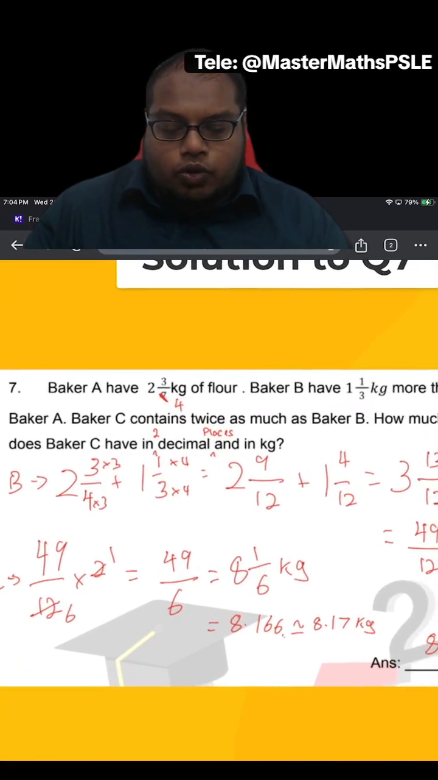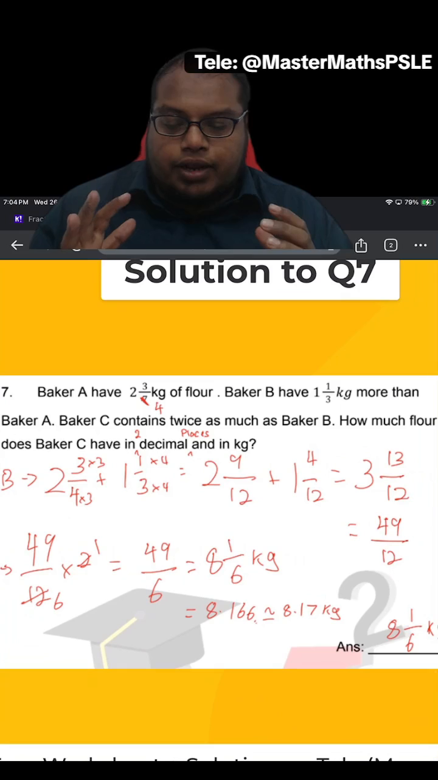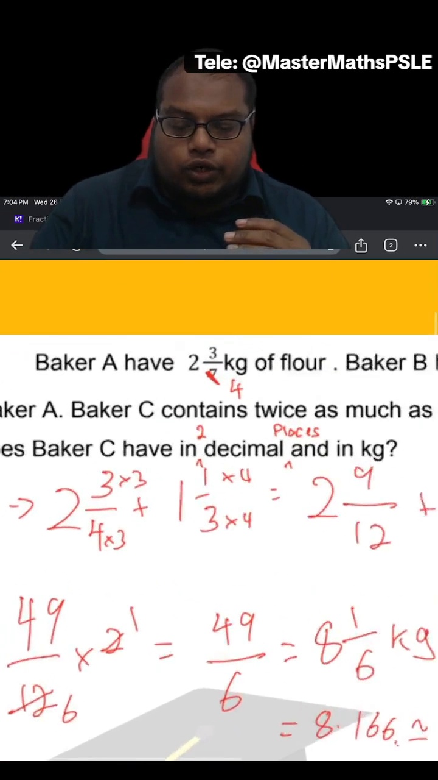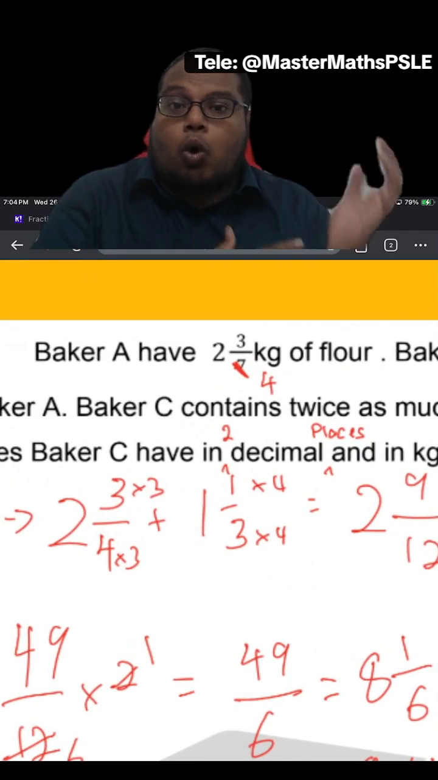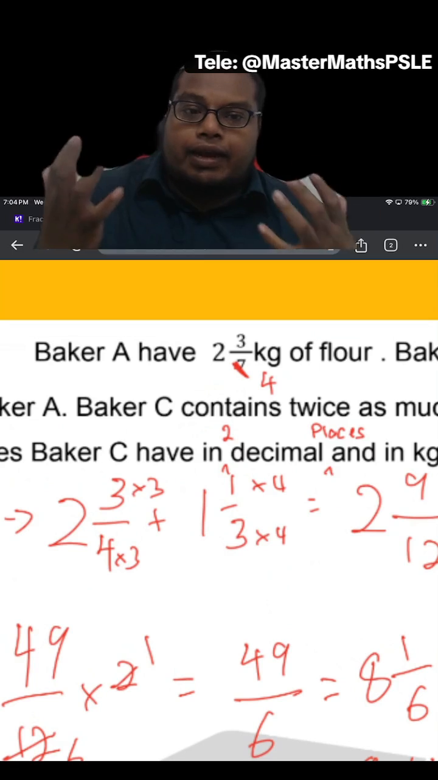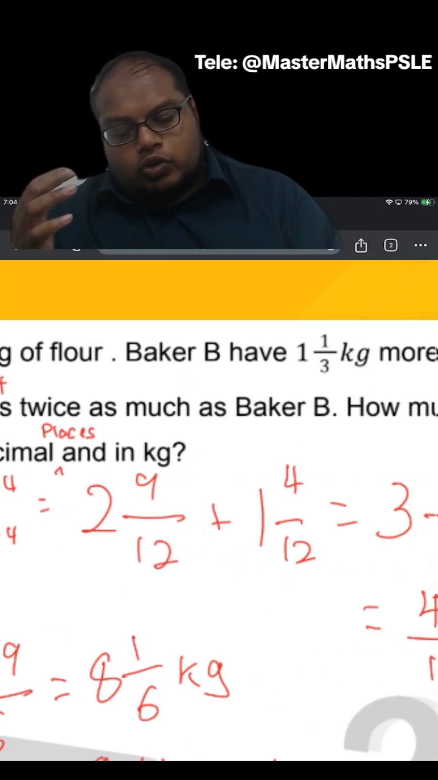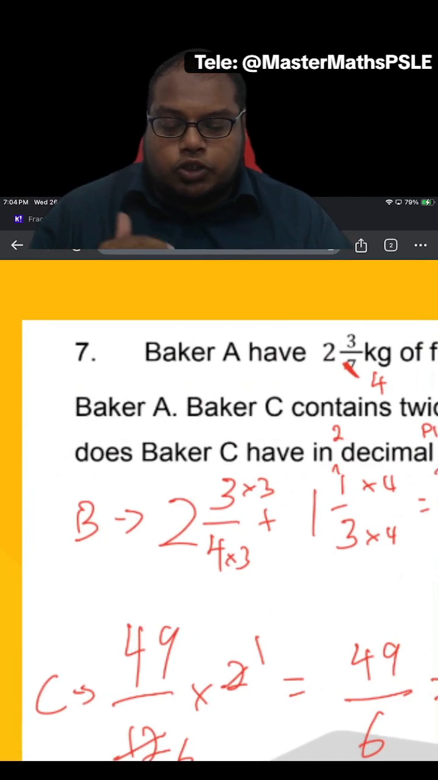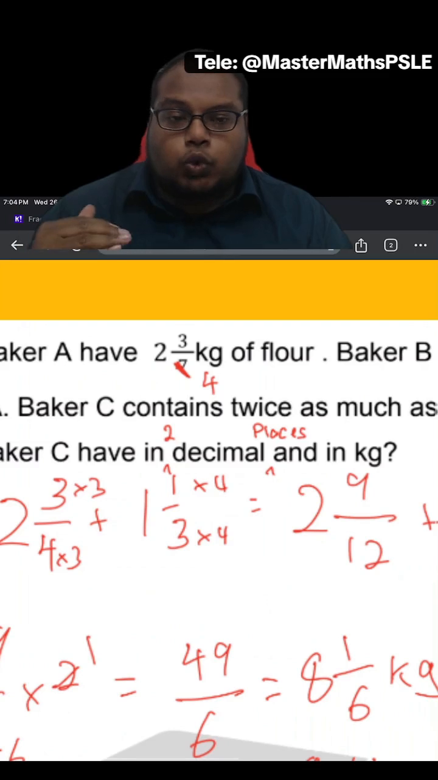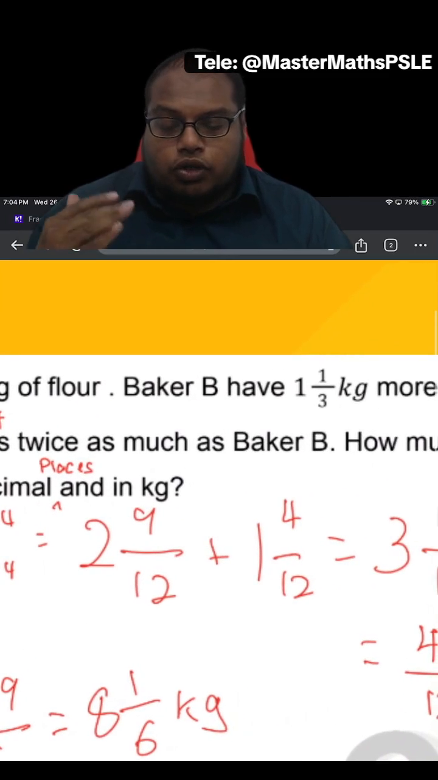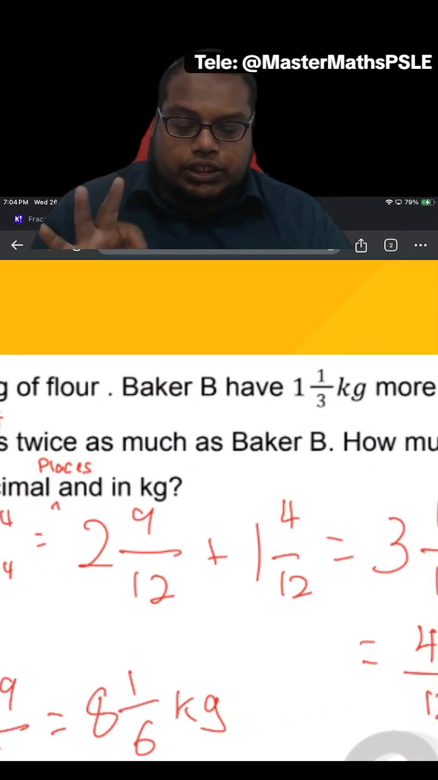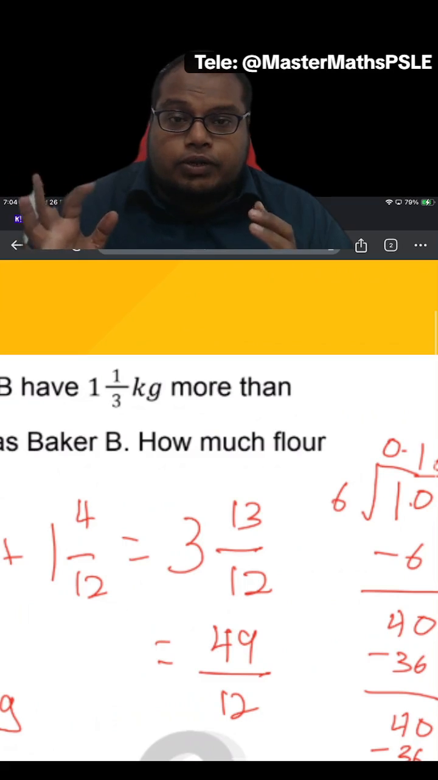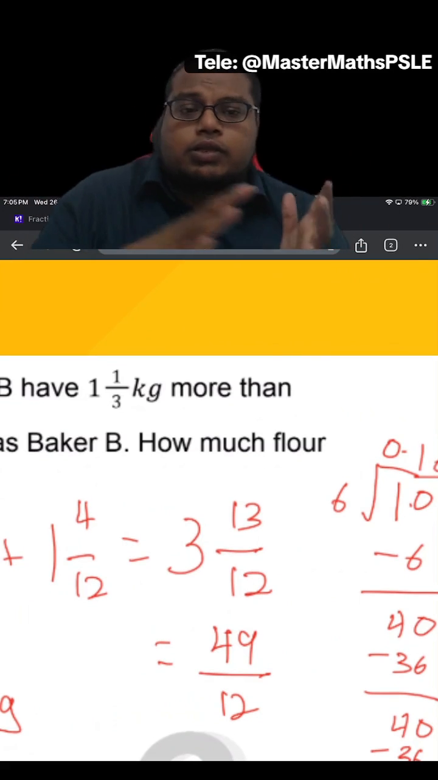For baker B, it's 2 and 3/4 plus 1 and 3/4. Why? Because more means you add. So I change the 3/4 to 9/12 and the 1/3 to 4/12. So 2 plus 1 is 3, 9 plus 4 is 13. But you see, the next part is twice.